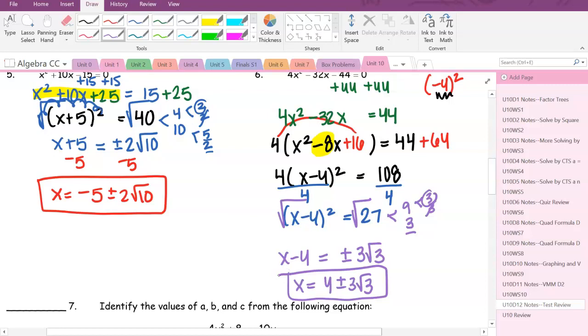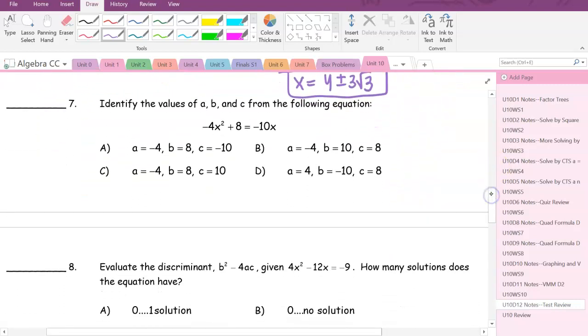All right, so now we're going to start moving on to quadratic formula and vertical motion model. Identify the values of a, b, and c from the following equation. Now remember, you shouldn't identify a, b, and c until you're in standard form. We did this when we were in factoring as well. So the first thing we're going to want to do is add our 10x over, and your x should always go in the middle. That's your b value.